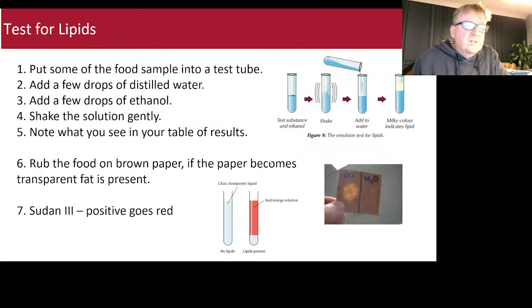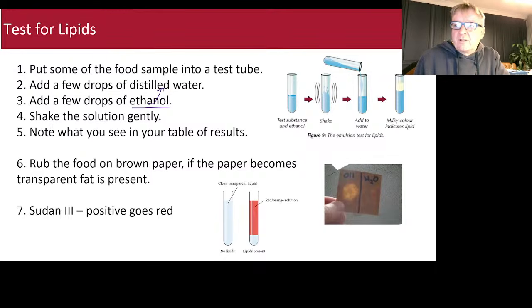Final one, there's 3 tests then for lipids. Number 1 is a few drops of sample in the test tube, a few drops of distilled water and a few drops of ethanol. Okay, it isn't just a test with ethanol, it's a test of ethanol and water. So you've got to mention both of them. Shake them, see what you see.